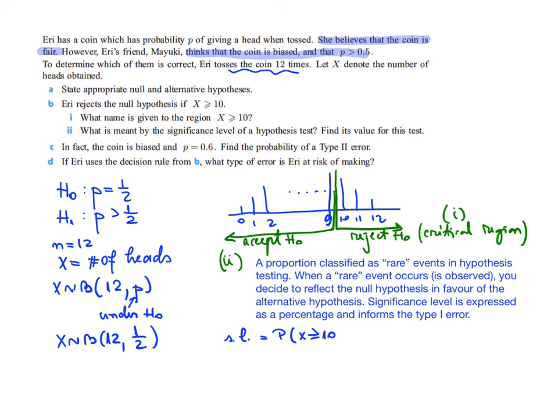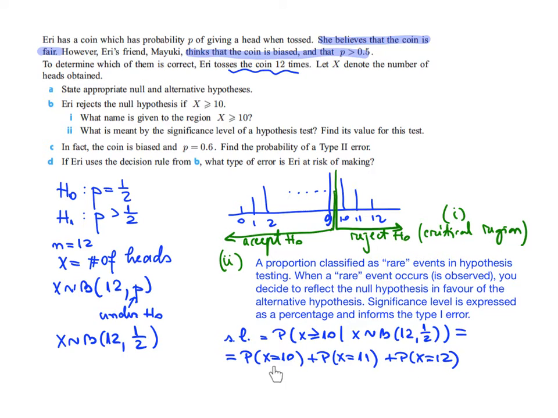So let's look at the second question. Find the value of the significance level for this test. So now I know that it's the probability of x being bigger than or equal to 10 on this distribution. I can use directly my calculator, or I can split it up into 3 and add them. So I need these probabilities on this distribution, and that's my answer.